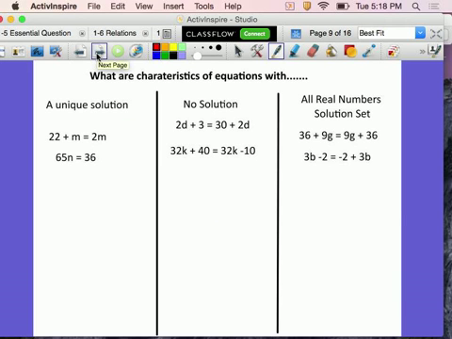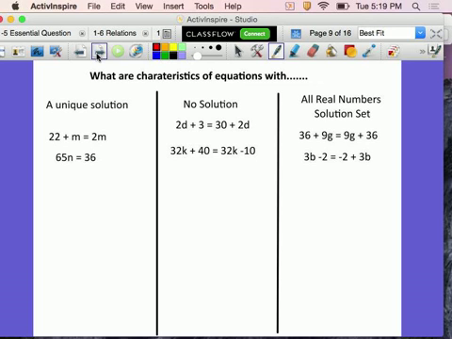Now I'd like you to talk with your class about the characteristics of equations with these 3 different types. Go ahead and make a chart, maybe on the whiteboard, and name off some characteristics of equations that always have a unique solution, always no solution, or all real numbers. I put 2 examples for each so you could look and see if you can find some common things. Then start the video and I'm going to give you some specific vocabulary that I want you to use for all your answers. So pause the video.